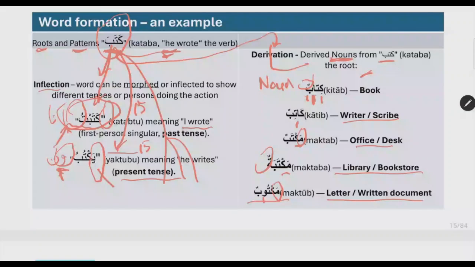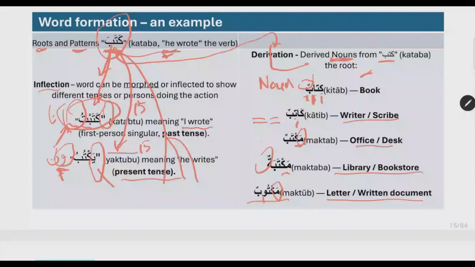If you say kitabani or kitabayni, it will be 2 books. It will be kutub, the plural of books. Katib will be katibuna, katibina for making plural, una, ina, giving you the masculine plural forms. Then you have katibatun, if it's a female writer. Then you'll have katibat, atun and atin coming in to give you the 2 plural forms there. Maktab, you get makatib. Maktaba, you get maktabat. Maktub, you also get maktubat.